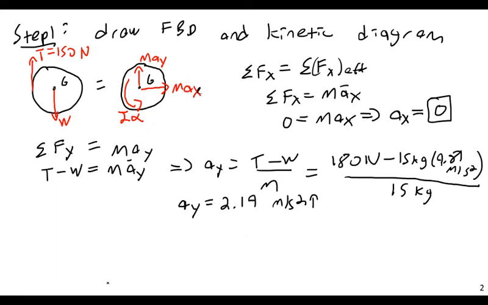On the top there, where it says sum of forces F of x equals sum of forces F of x effective, that would be effective. I don't necessarily like that. That just means sort of the inertial equivalent forces. I prefer the derivation where it's like sum of forces equals MAX.